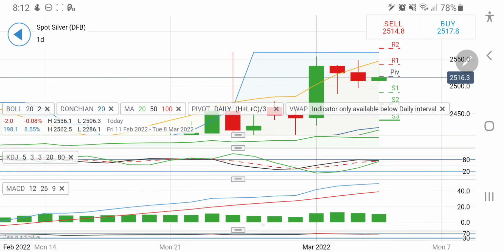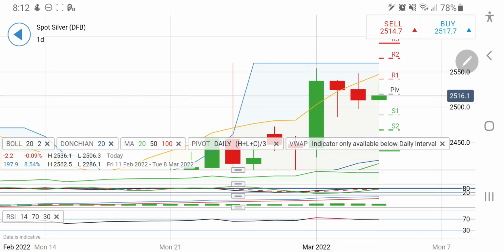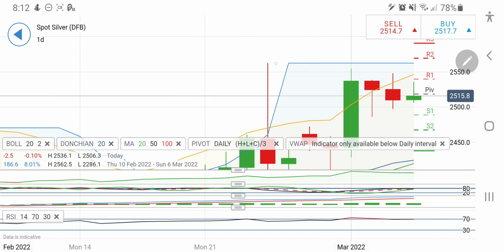MACD lines are wide divergent and are still on the buy side, and RSI is overbought. So one point is that it can give you one strong bullish candle and then break next week. That is also one of the probabilities which it can achieve. But looking at this on the upside, there are lower highs on the daily chart. That is my point of concern.